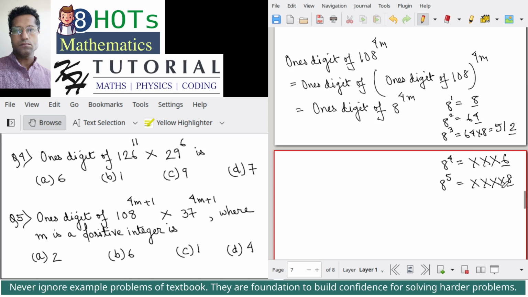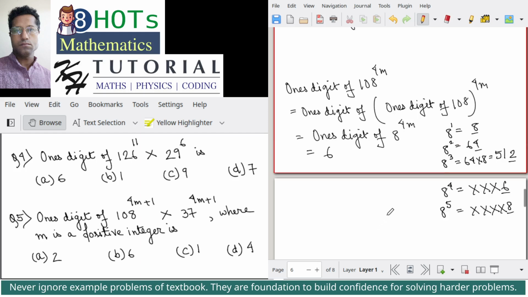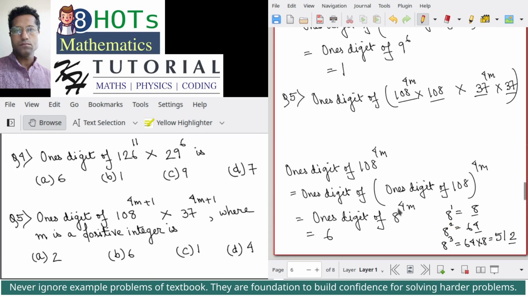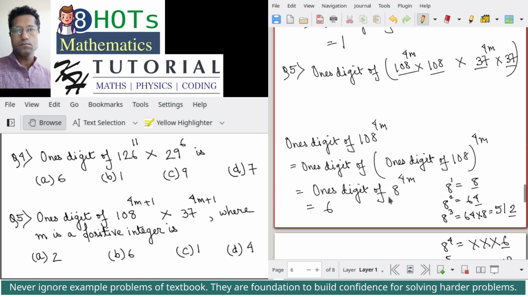So you can see that at every fourth power of 8, the ones digit will be 6. So definitely the ones digit of 8 to the power 4m, where 4m is a multiple of 4 because m is a positive integer, will obviously be 6. Okay. So now I have to find what is the ones digit of 37 to the power 4m.